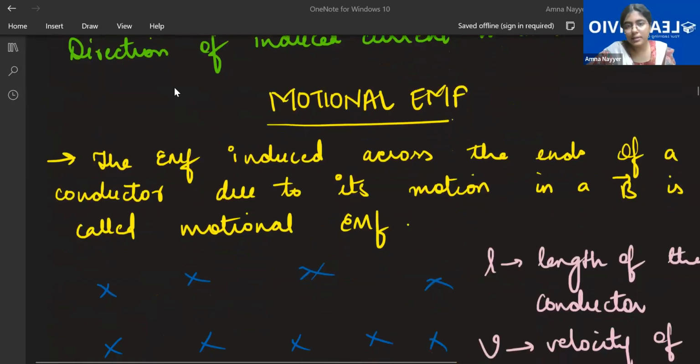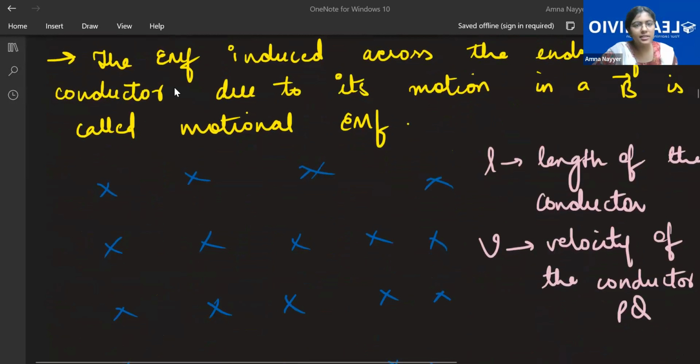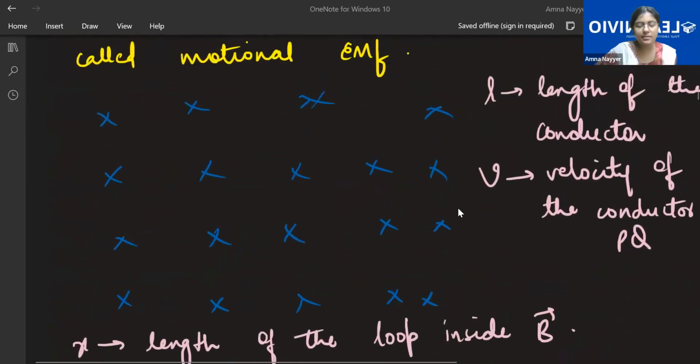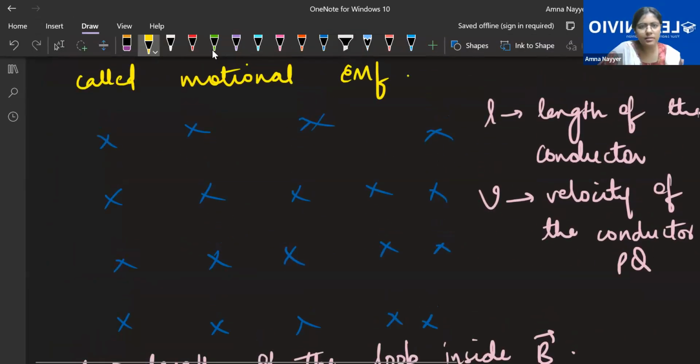Okay, look, now the next topic is motional EMF. EMF we have studied, voltage. Now if your conductor is moving, motional means it is related to movement, motion, right? So motional EMF means the EMF that is occurring in the body when the conductor is moving. The definition says: this EMF induced across the ends of a conductor due to its motion in a magnetic field is called motional EMF. Very easy topic it is.